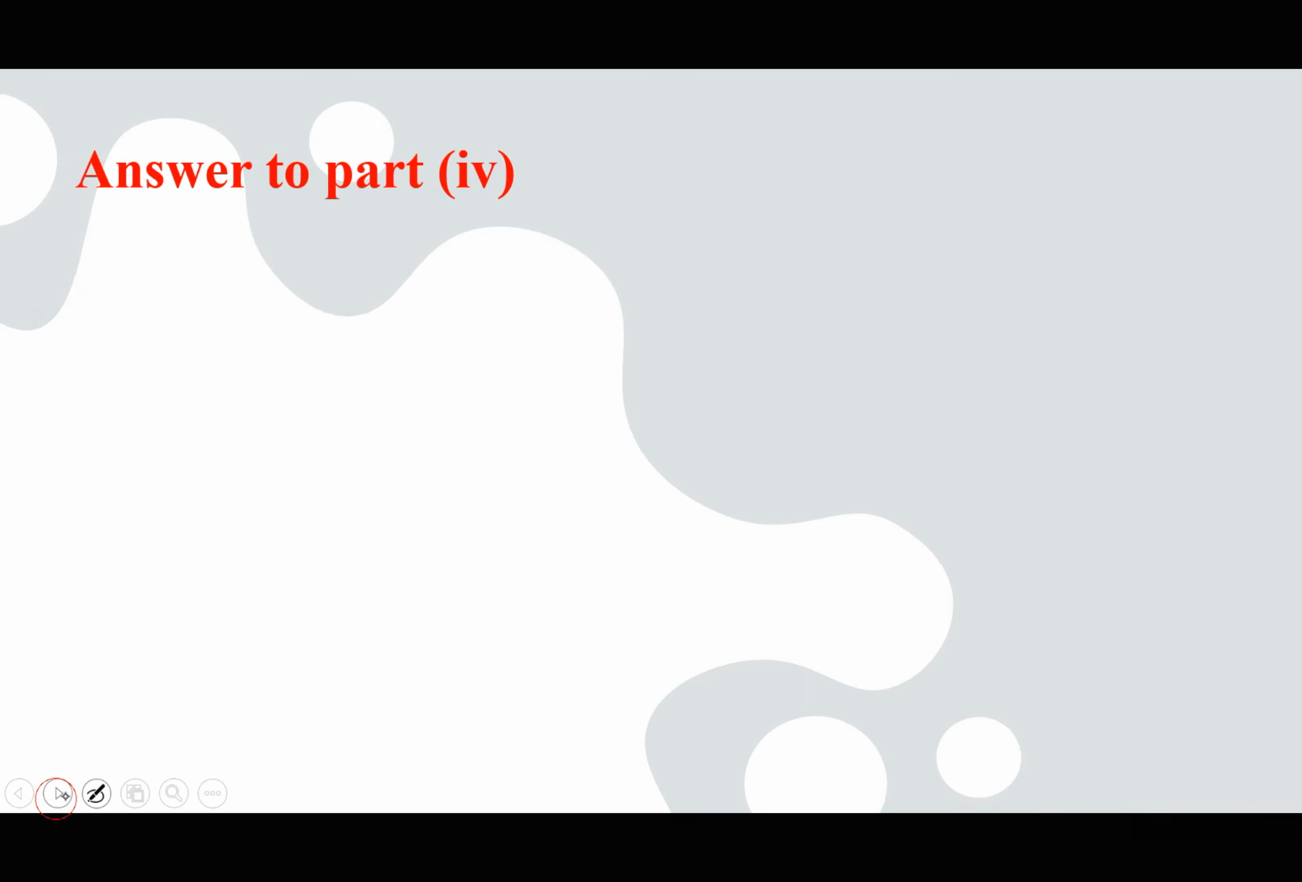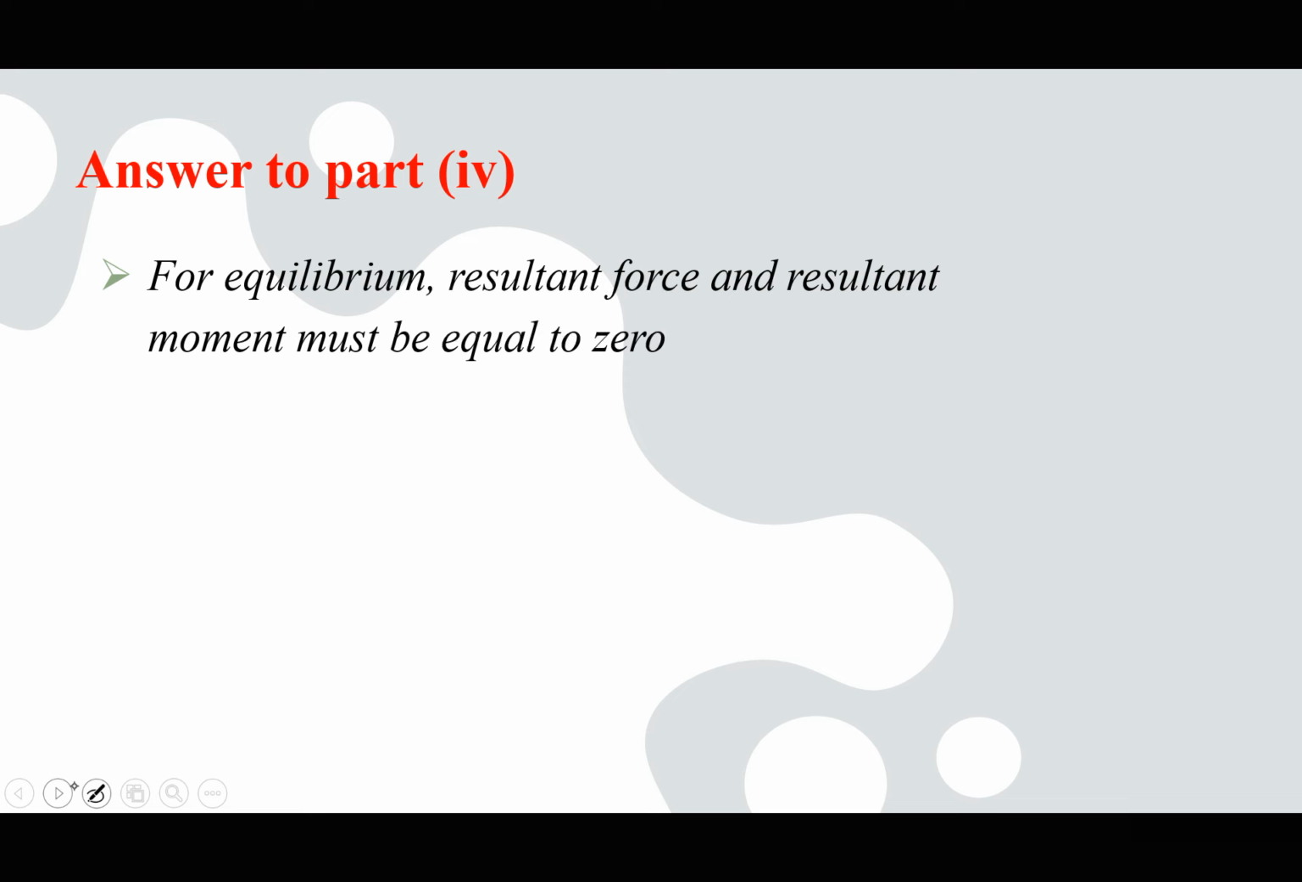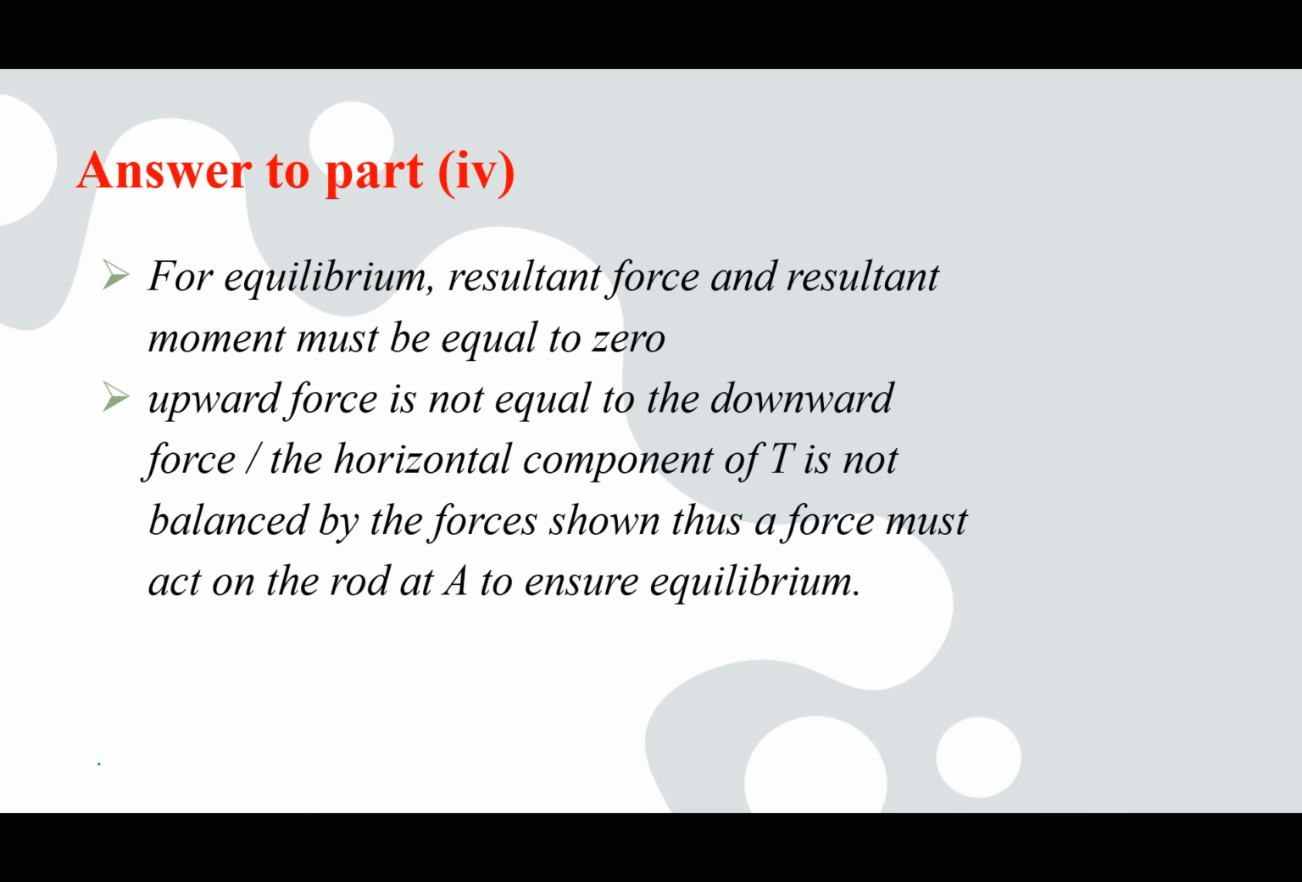Okay, I hope there are answers here. I don't know if they are correct. So for equilibrium, I said the resultant force and the resultant moment must be zero. The upward force is not equal to the downward force. The horizontal component of T is not balanced by the forces shown, thus a force must act on the rod at A to ensure equilibrium.